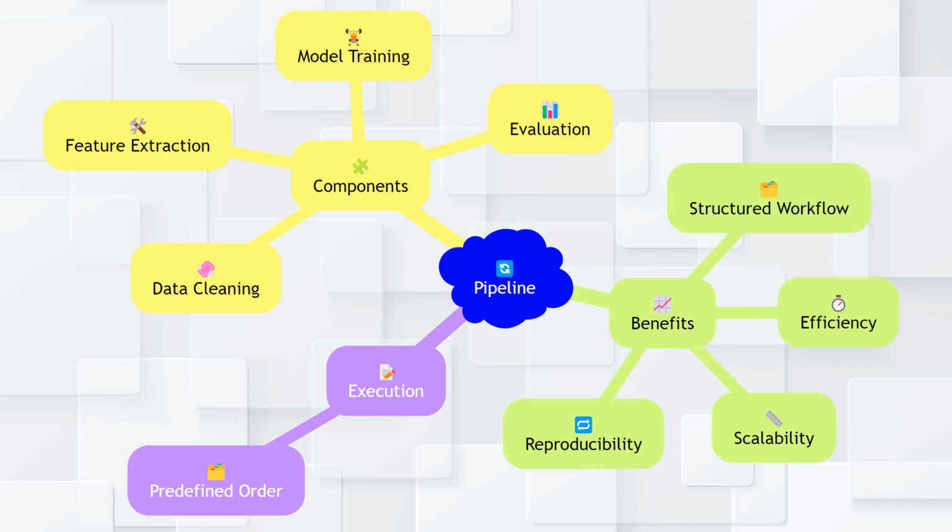A pipeline is a sequence of data processing steps. Each step is a component that performs a specific task, such as data cleaning, feature extraction, model training, or evaluation. Pipelines help in maintaining a structured and organized workflow, ensuring that each step is executed in a predefined order. This not only enhances efficiency, but also makes the process more scalable and reproducible.